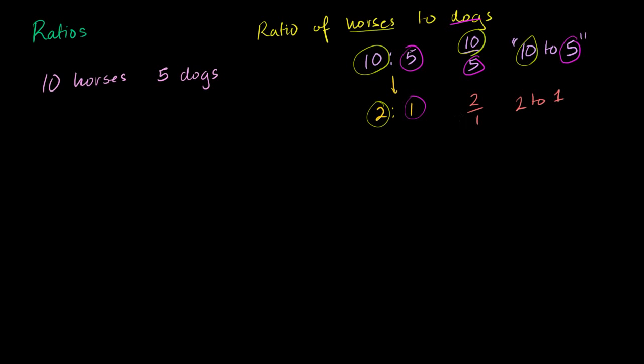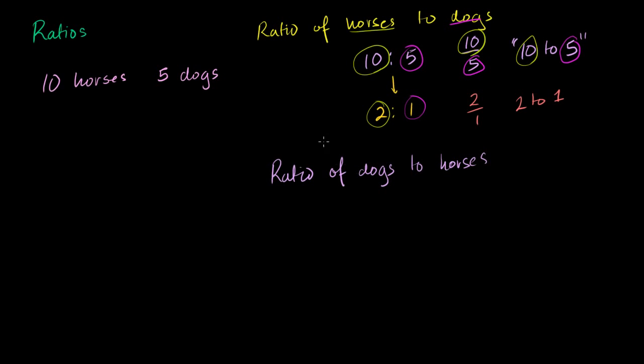And what's interesting about ratios is that it doesn't always have to be literally the number of horses and the number of dogs you have. What a ratio tells you is how many horses I have for every dog, or how many dogs I have for every horse. Now, just to make things clear, what if someone asked me, what is the ratio of dogs to horses? Dogs to horses.